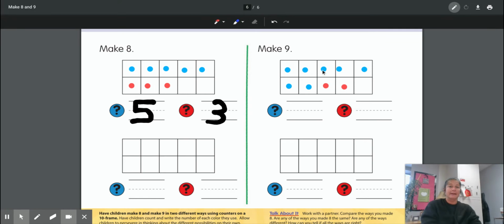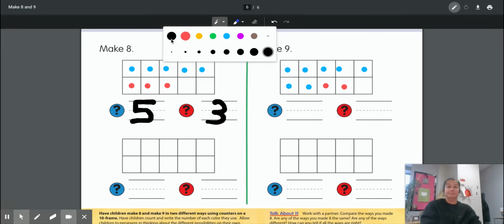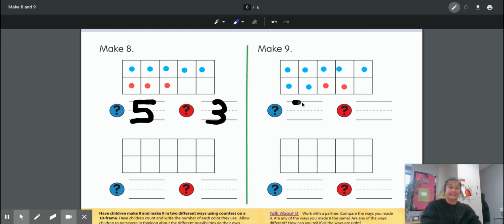Notice I left this one blank. I started with my 5 frame. I continued with my blue, even on the bottom, 5, 6, 7. I switched to my red and I had 2 reds. 7 plus 2 equals 9. With my pencil, I will write that down. I had 7 blues and then I had 2 reds. Okay. 7 blues, 2 reds to make 9.